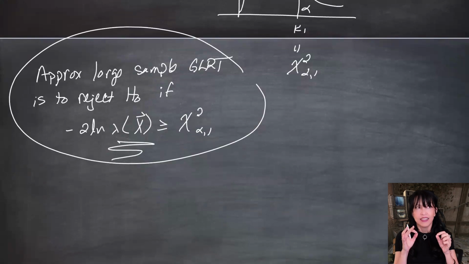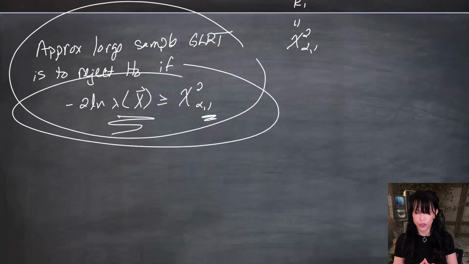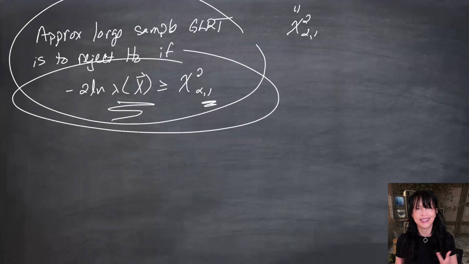And the log is always nice and monotone, and the -2 multiplying is always going to flip things. So your large sample approximate GLRTs are always going to look like this. It's just that the degrees of freedom may change depending on the number of parameters there are overall and the numbers that are fixed. And that's it. Super easy. Barely an inconvenience. Also super approximate. I like to do things exactly when I can.